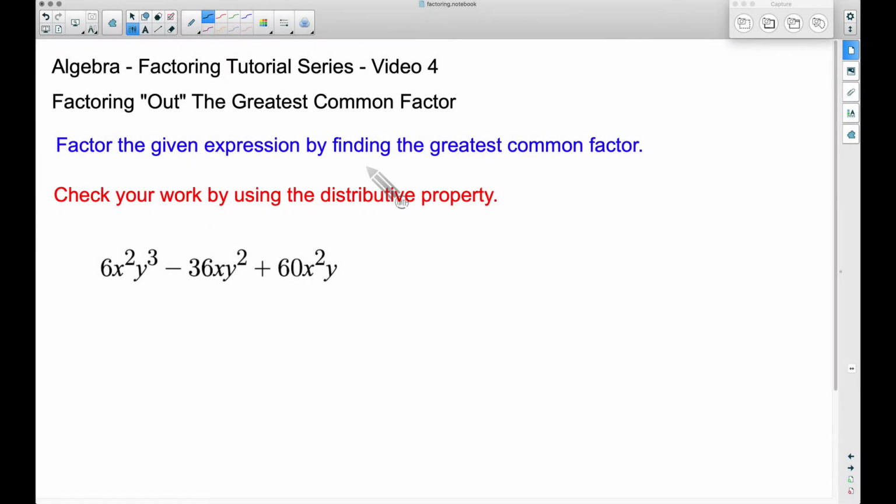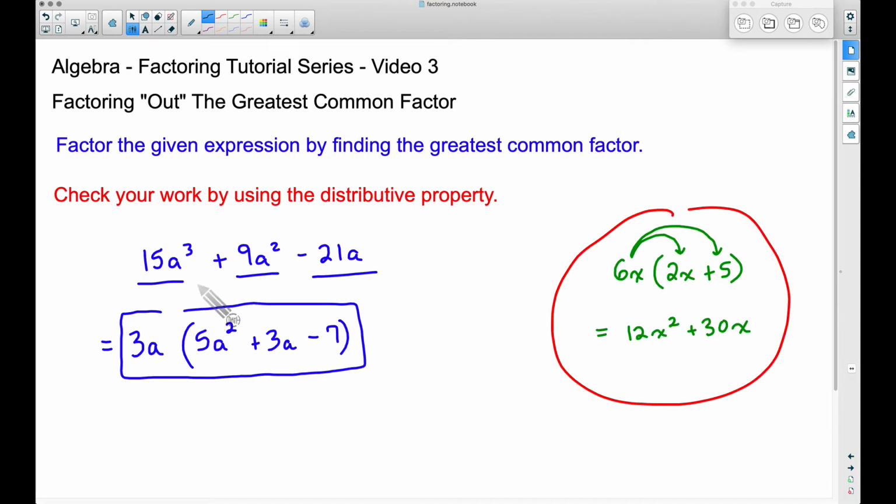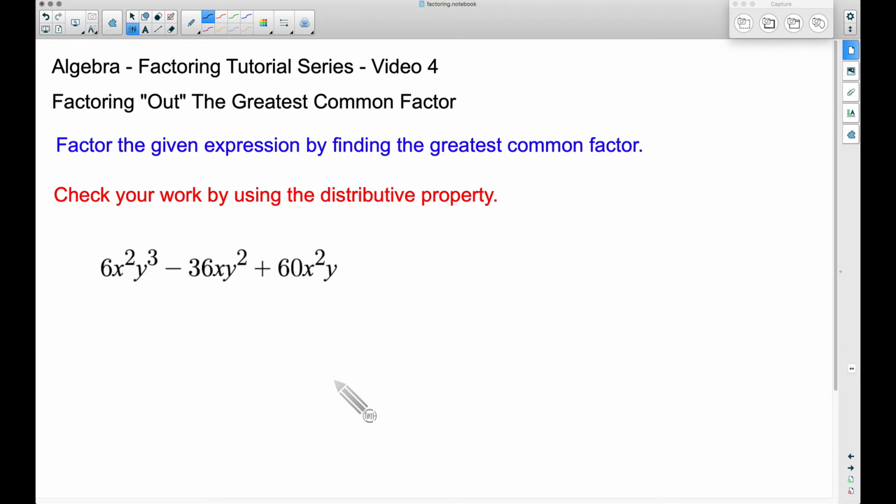This video, video number 4 of the factoring tutorial series, is very similar to what we did in video number 3. In video number 3 we had 3 terms and we had to factor out a GCF, and then we would go back and check our work using the distributive property. However, for video 4, 3 terms again, but sometimes you will have more than one variable in each term.